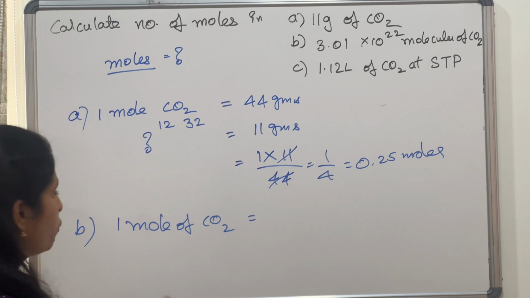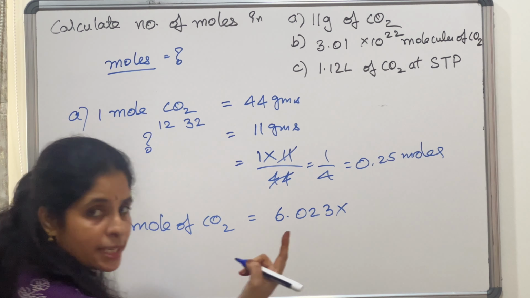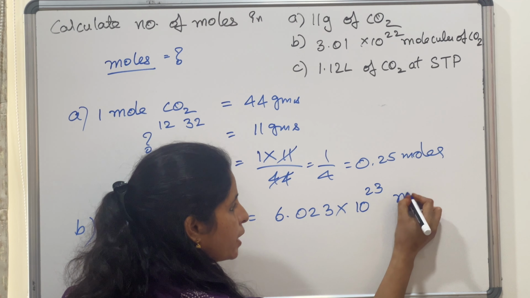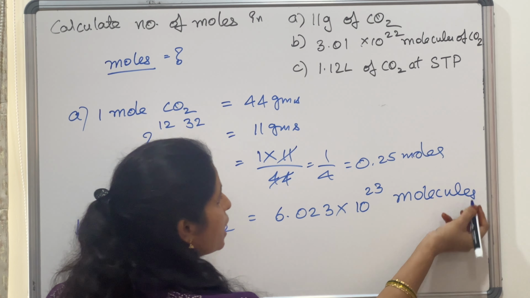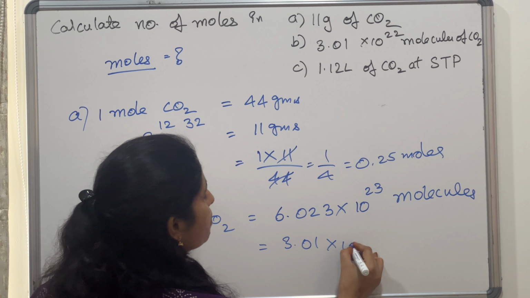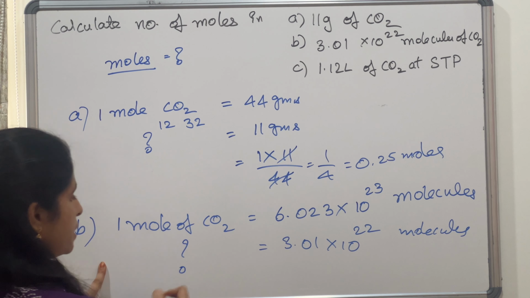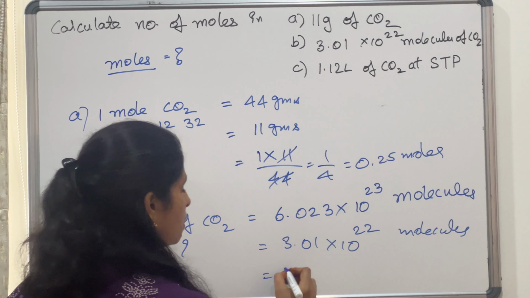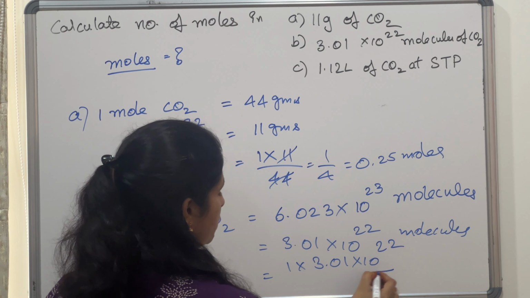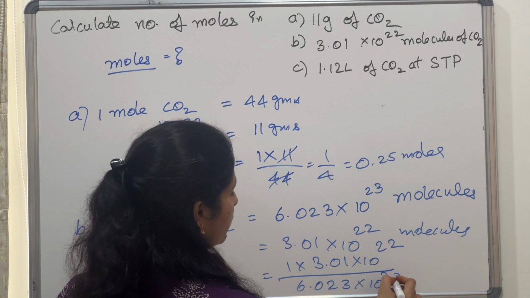So here, 1 mole of CO2 means how many molecules? Avogadro's number. 1 mole means Avogadro's number. 1 mole of CO2 means 6.023 into 10 power 23 molecules. So here, how many moles are present in 3.01 into 10 power 22 molecules? That's it. Simple. It is also simple cross multiplication. 1 into 3.01 into 10 power 22 divided by 6.023 into 10 power 23.